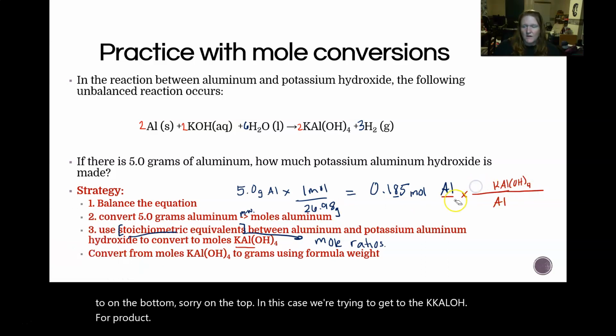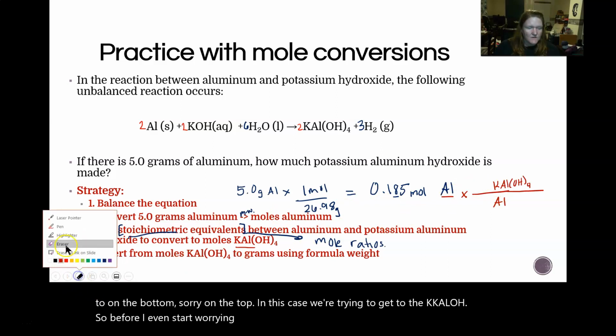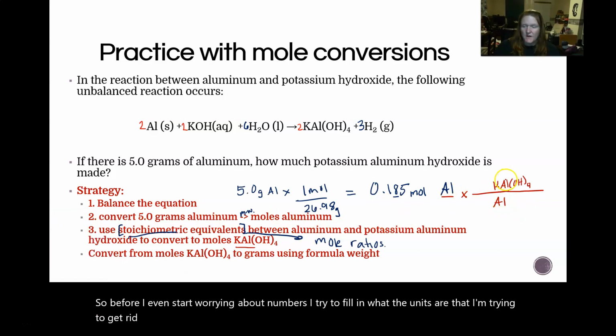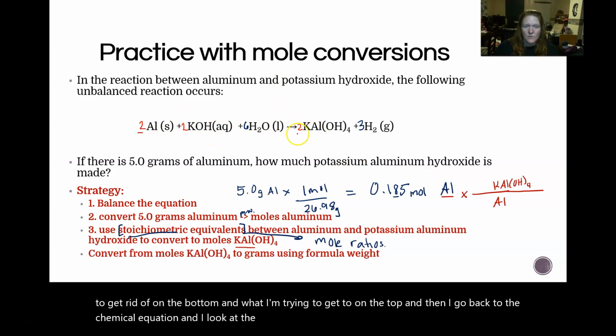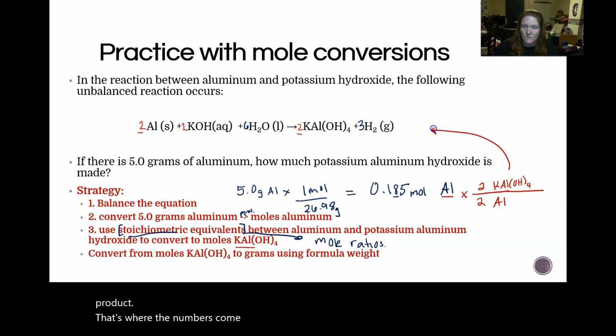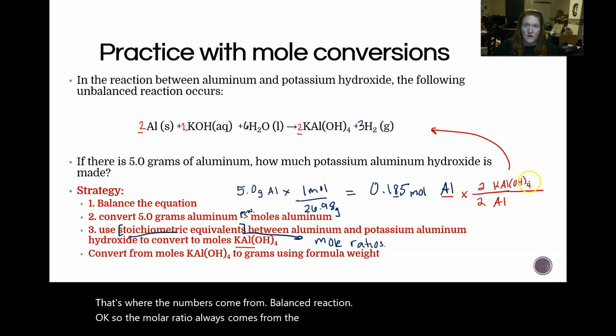So before I even start worrying about numbers, I try to fill in the units that I'm trying to get rid of on the bottom and what I'm trying to get to on the top. And then I go back to the chemical equation and look at the coefficients. So there's 2 aluminum and 2 of my product. That's where the numbers come from, the balanced reaction.